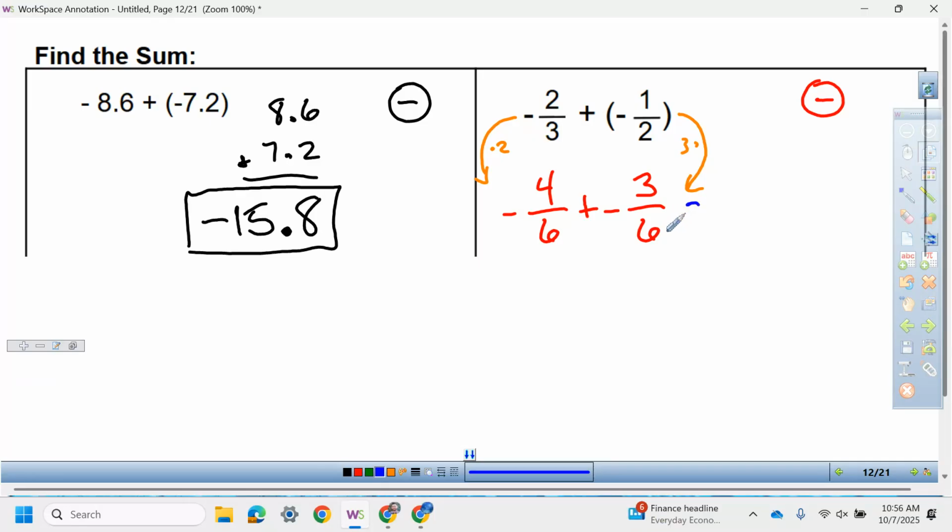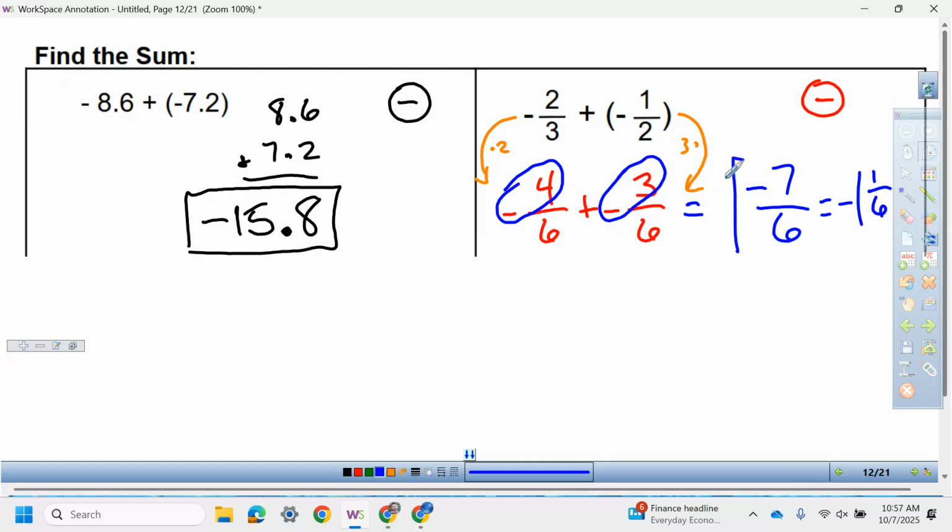So now that I have my common denominator, what is a -4 plus a -3? That gets me 7 bad guys. So -7/6 is an answer, or we can change this to a mixed number. 6 goes into 7 one time with 1 left over, and my denominator is 6. So either of those answers would technically be correct.